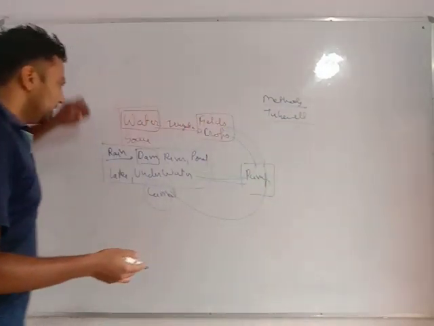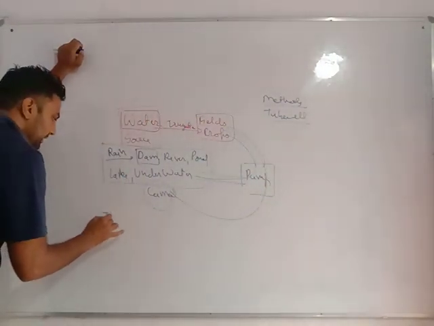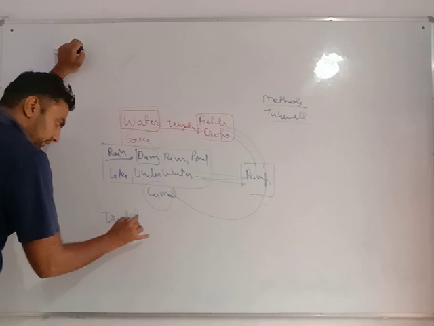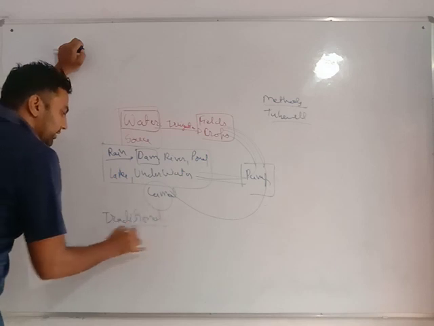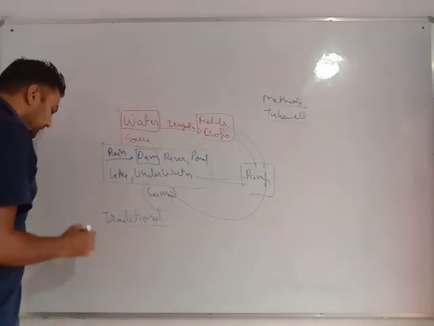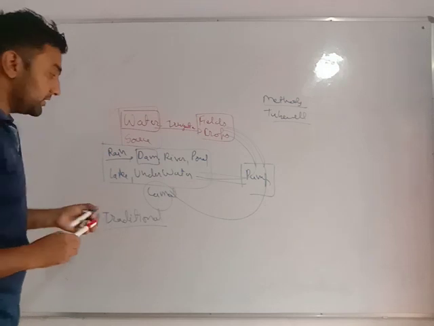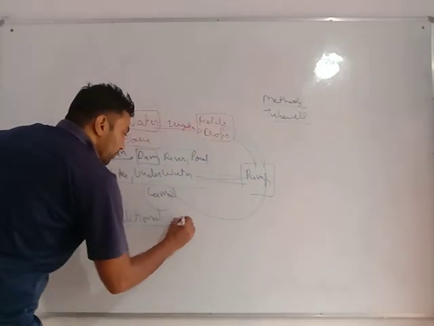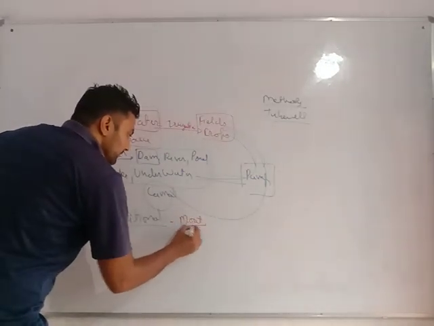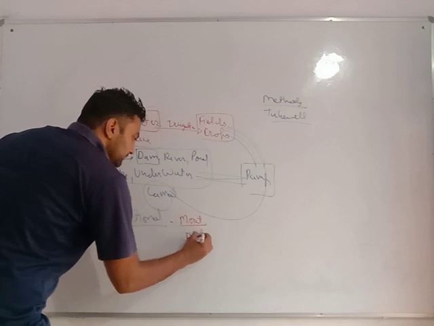My dear friends, in ancient times, there were traditional methods. Even now these methods are still used, but not that much. What are the traditional methods of irrigation? That is moat, dhekli.